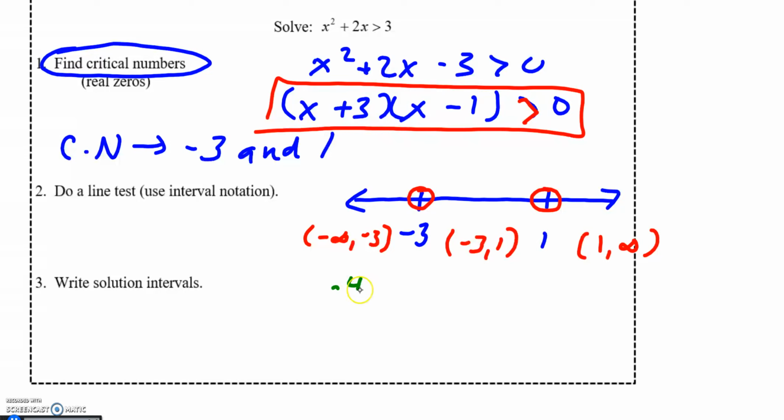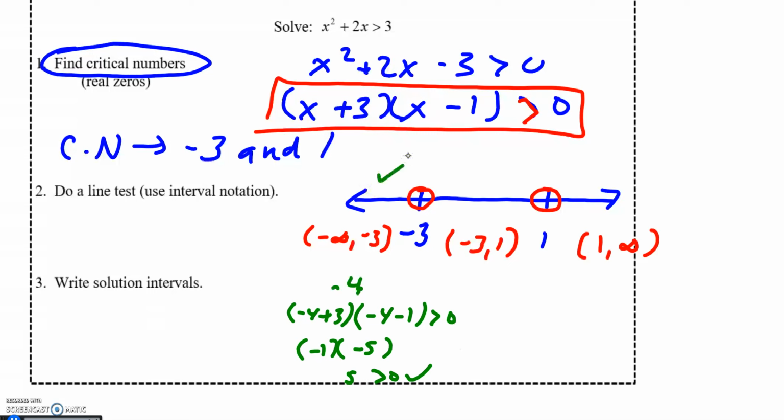What I want to do is plug -4 into this factored form to see if my answer over here is greater than 0. So if I pick -4, I would get -4 plus 3 and -4 minus 1. We're asking ourselves, is that greater than 0? Well, this would be -1 times -5, which would get me 5, and that is greater than 0. So this interval works.